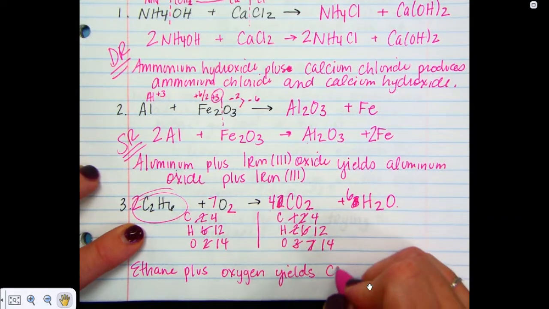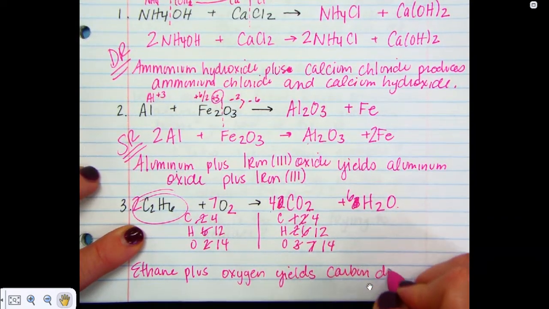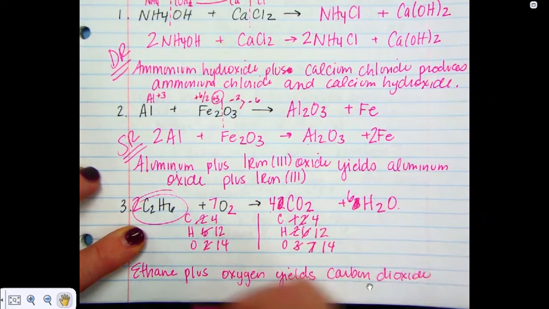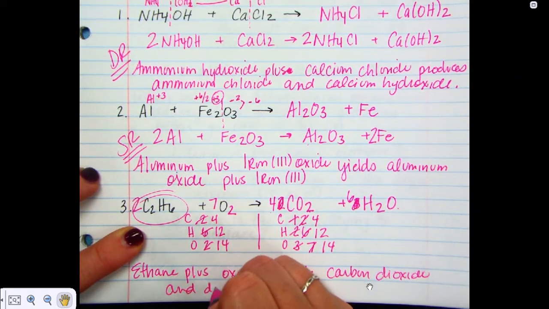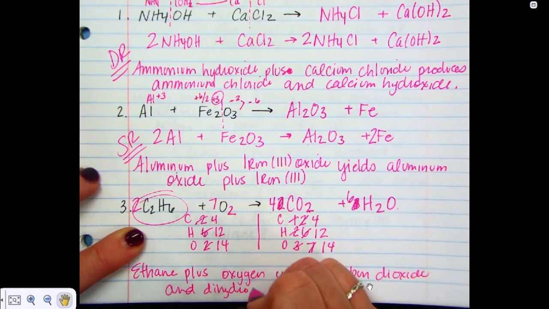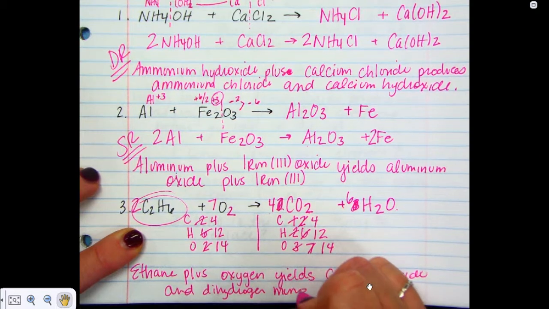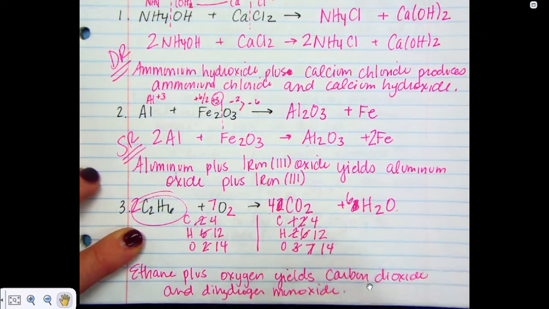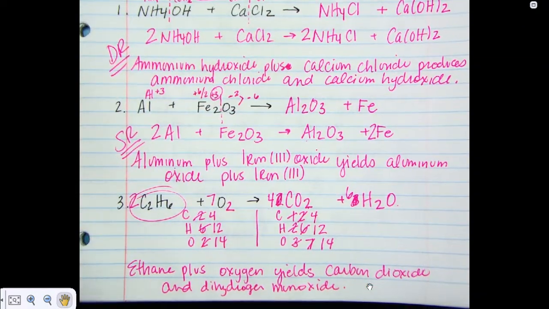Carbon dioxide and dihydrogen monoxide. Do not be lazy and say water. I will mark it wrong. It is dihydrogen monoxide. Okay, those are your processes that you follow for predicting products. Go forth, balance equations.